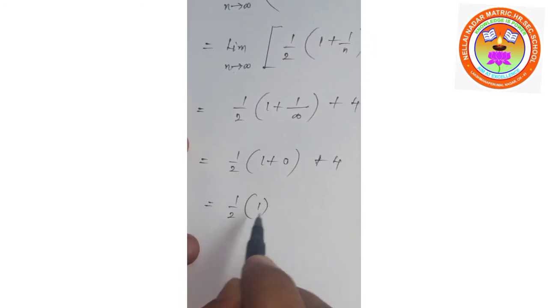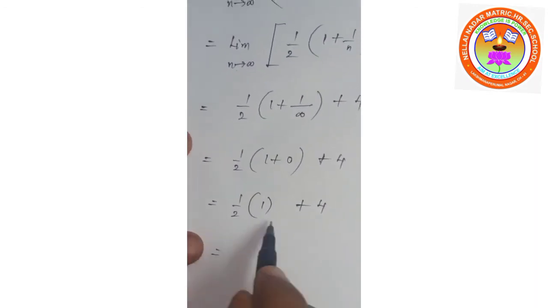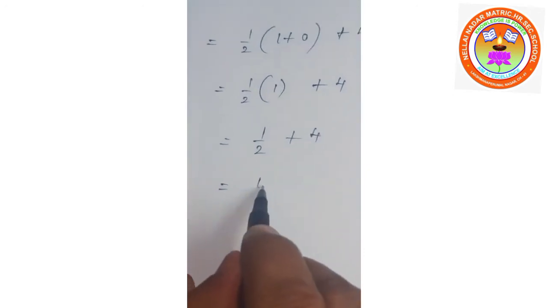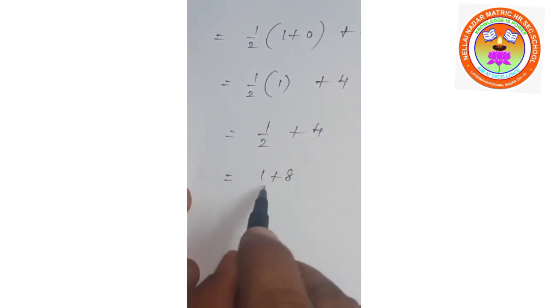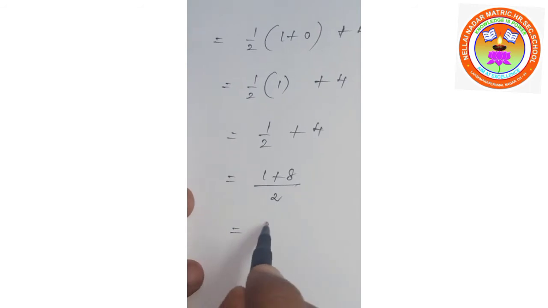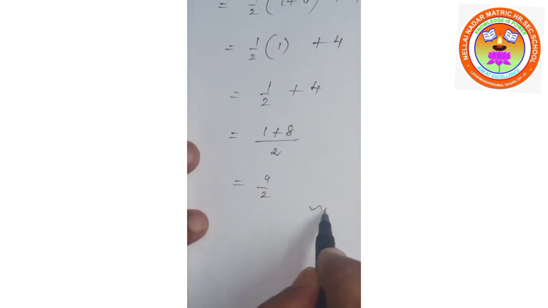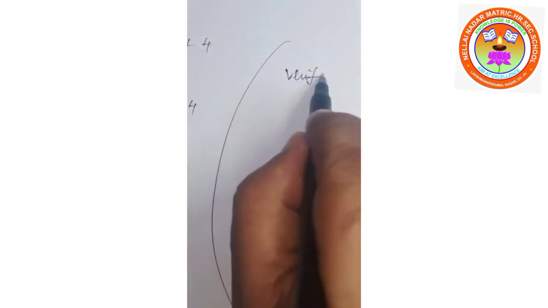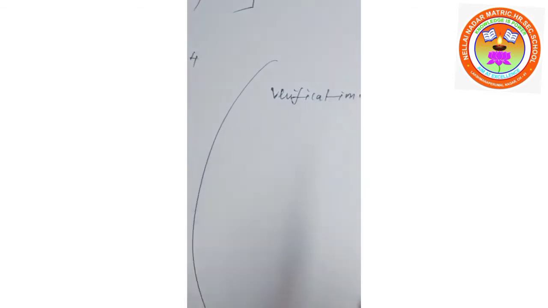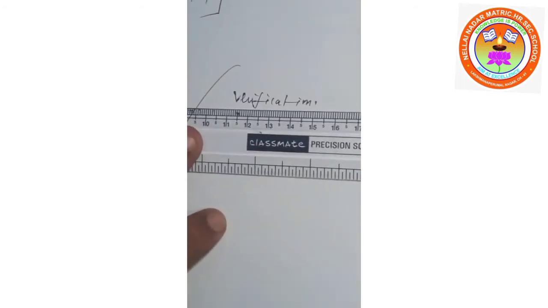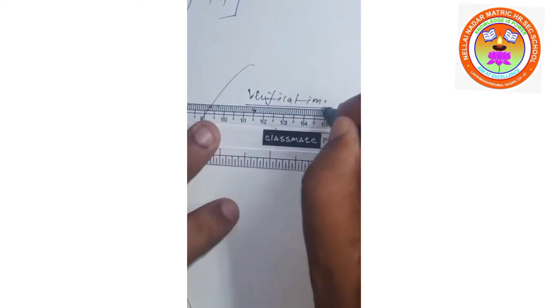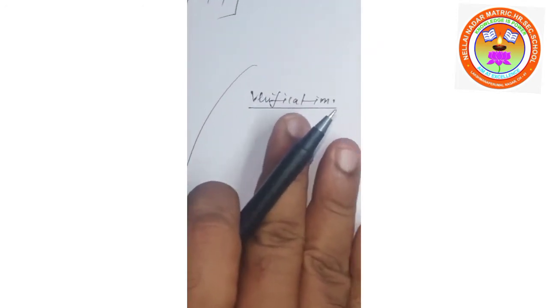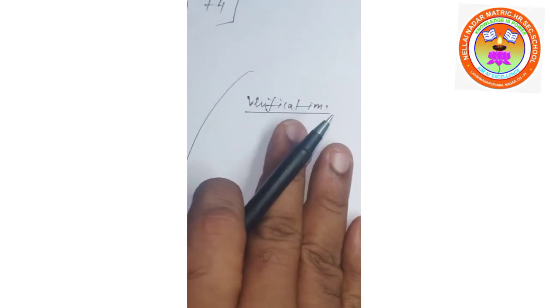Equals 1 by 2, 1 plus 0 is 1, plus 4, equals half into 1 is half plus 4, equals 1 plus 2 4s are 8 divided by 2, that is equal to 9 by 2. That is the answer. Can verify. I do the verification also. How to verify the answer is correct or wrong? Very simple, but no mark will be given for this verification, just for our reference only.